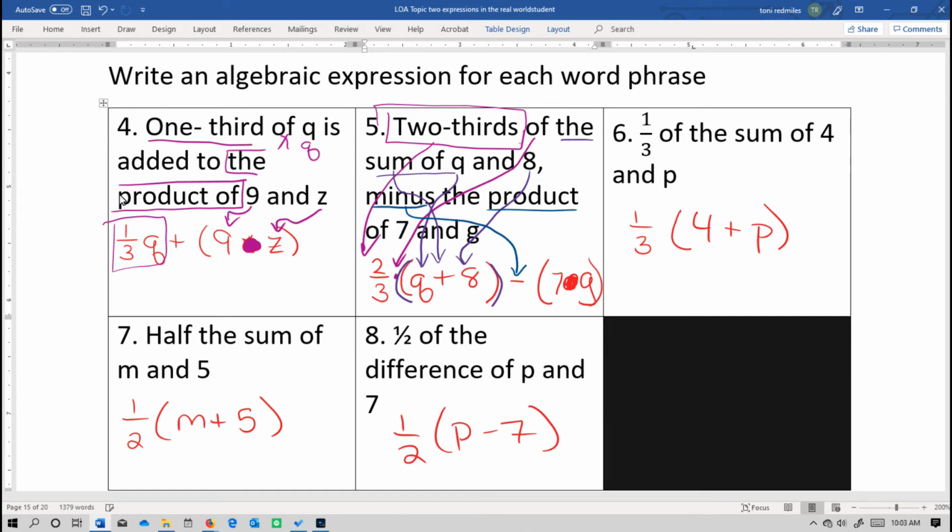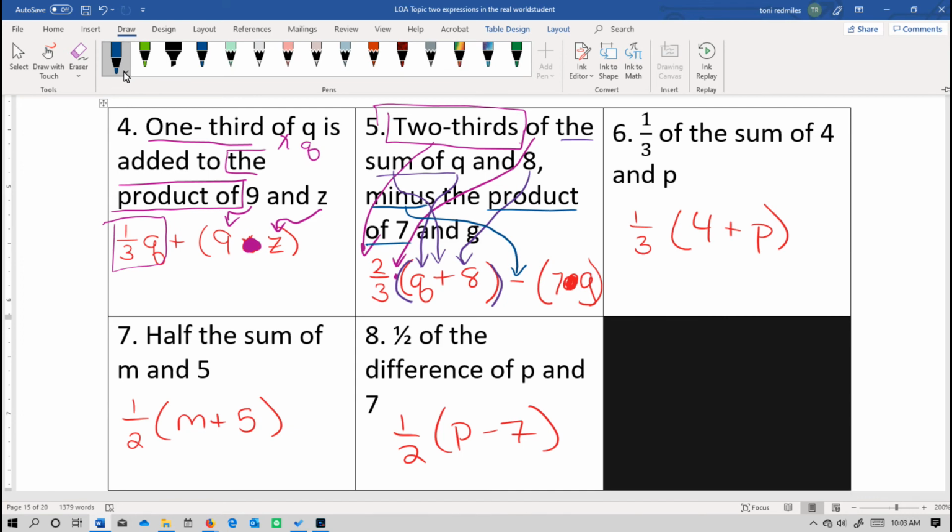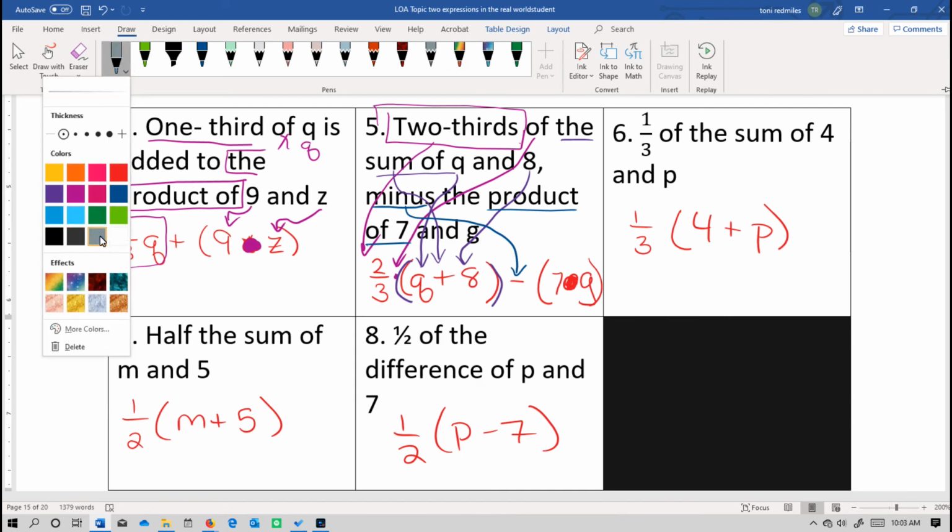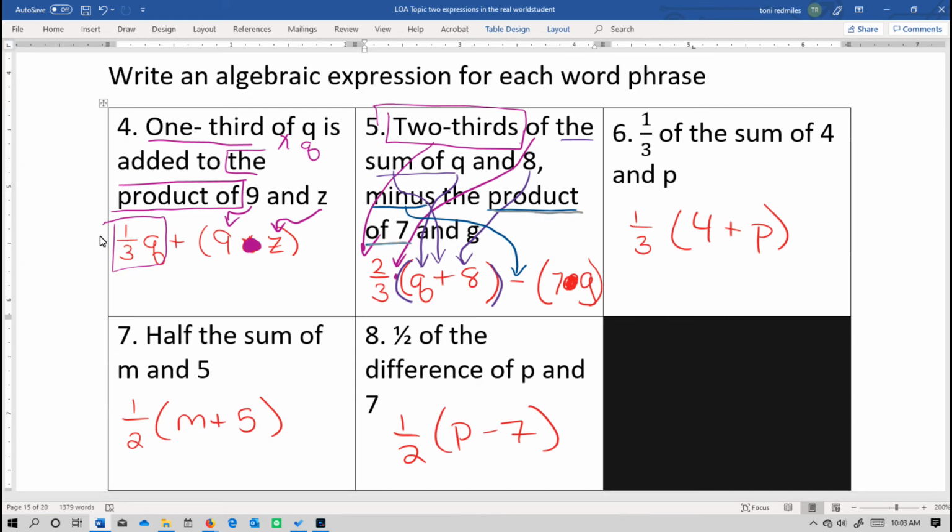The product of, I should have changed my color, so I'm going to do that now. I'm going to do it in gray. The product of is another set of parentheses here. Okay, and inside the parentheses I'm going to have multiplication, and it's going to be a 7 and a G. All right, 1/3, okay, which is described right here. Multiplication, again, I can put a dot, but the parentheses kind of do the job, all right? And then inside I have, because remember, this means parentheses with addition, and I have 4 and a P.